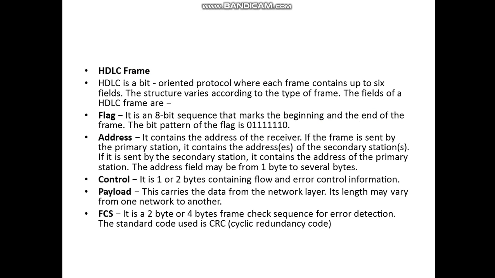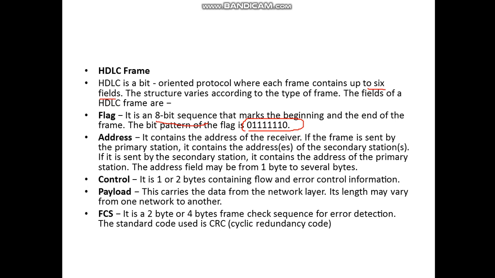As we know, it's a bit oriented protocol. Each frame consists of six fields. Flag is basically an 8-bit sequence that marks the beginning and the end of the frame. So a flag is basically constant, and the 8-bit sequence at the start and the end is going to be this. The 8-bit pattern in binary form is going to be this. So whenever this is encountered by the destination, it understands an HDLC frame is coming, and this is the start of the HDLC frame.